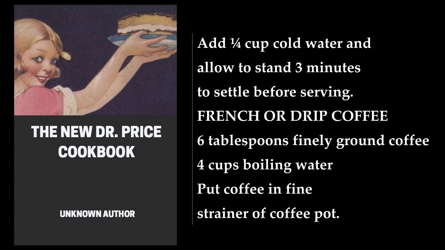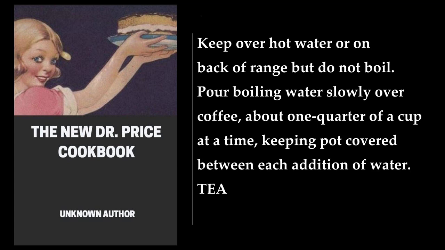French or drip coffee. 6 tablespoons finely ground coffee, 4 cups boiling water. Put coffee in fine strainer of coffee pot. Keep over hot water or on back of range but do not boil. Pour boiling water slowly over coffee, about 1/4 of a cup at a time, keeping pot covered between each addition of water.